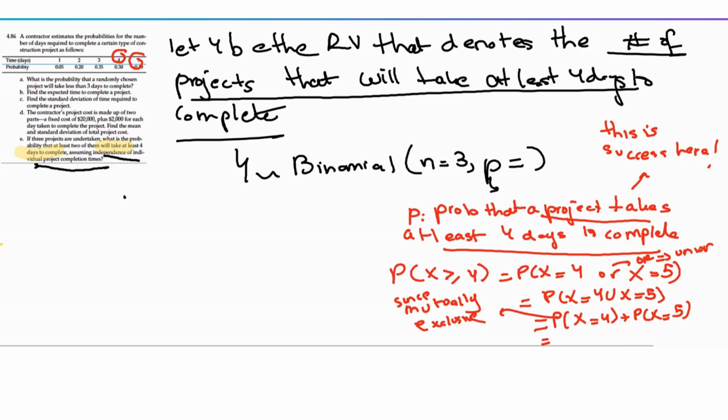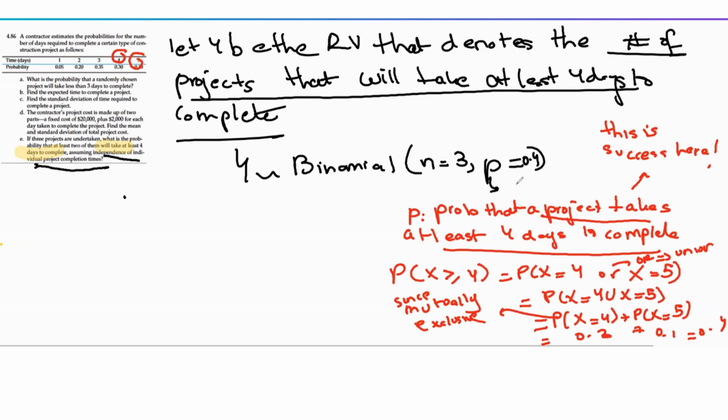So we can just add the individual probabilities. Probability x is 4 is 0.3, we can see it from there. And probability x is 5 is 0.1, so the sum is 0.4. So we found that the probability of success is 0.4.